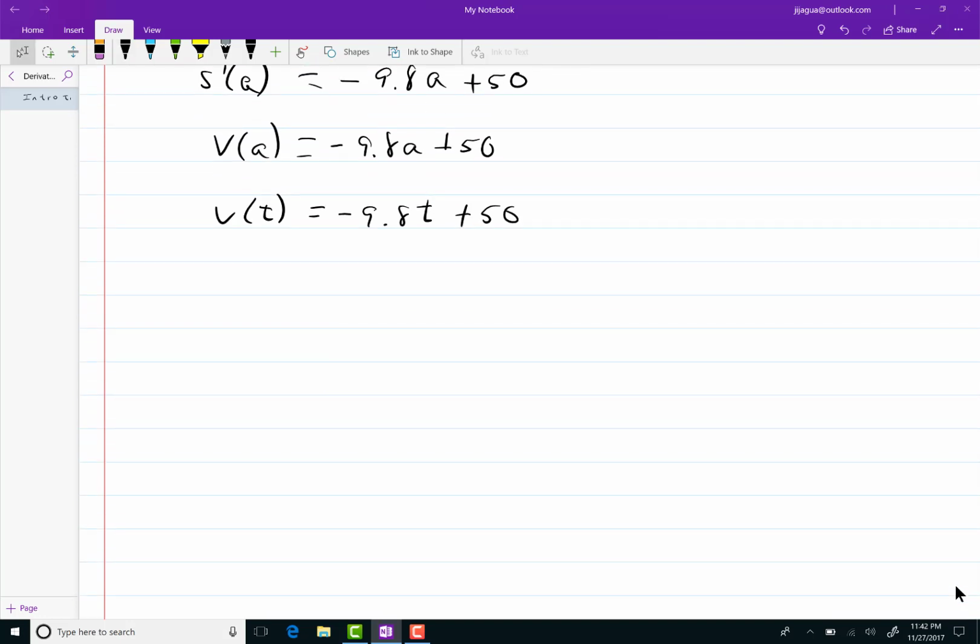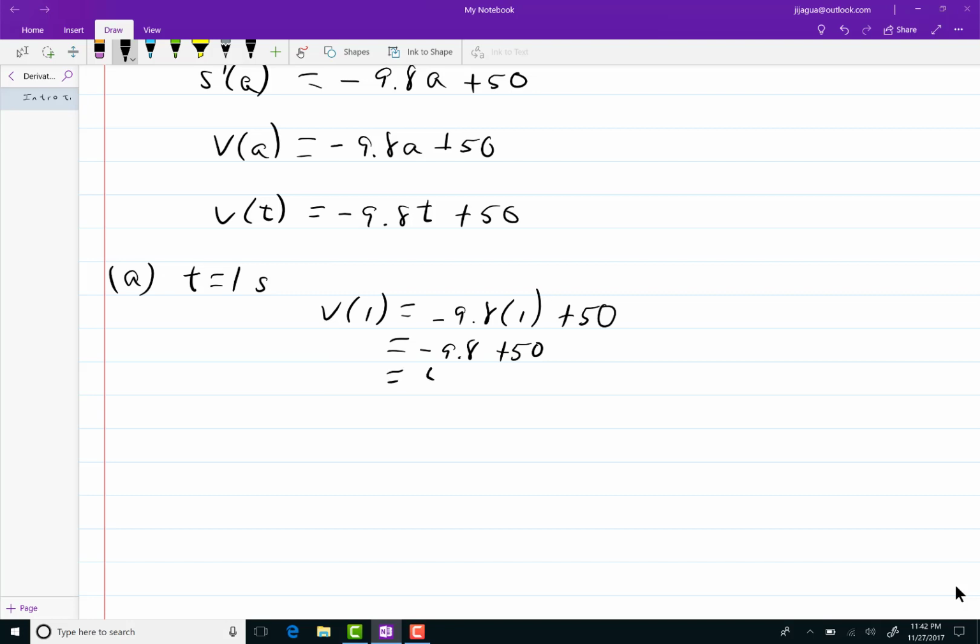Now, I had some problems. Part A was when t equals 1 second. What's the velocity? So I'll take v and put a 1 in for t, and I get negative 9.8 times 1 plus 50. And this will equal negative 9.8 plus 50, which equals 40.2. And don't forget your meters per second. Notice that it's positive, meaning the object is still going upward at 1 second.